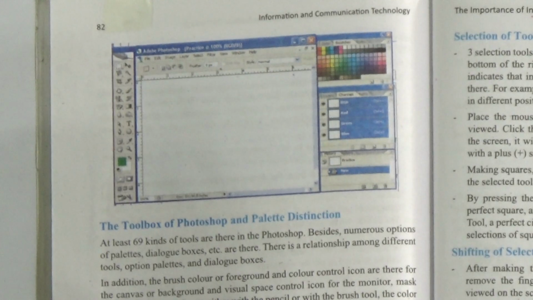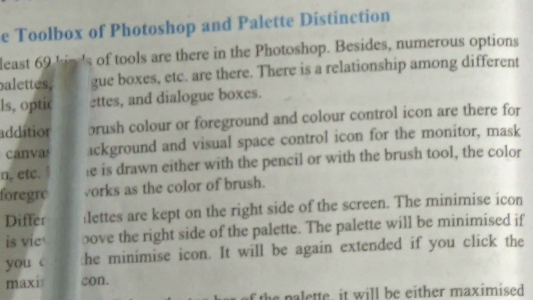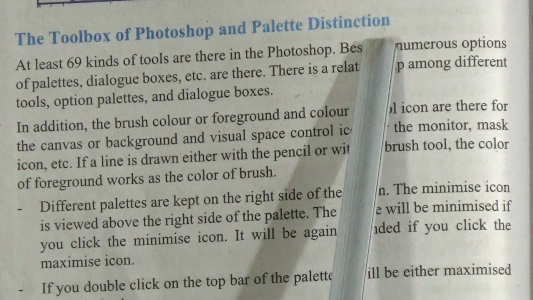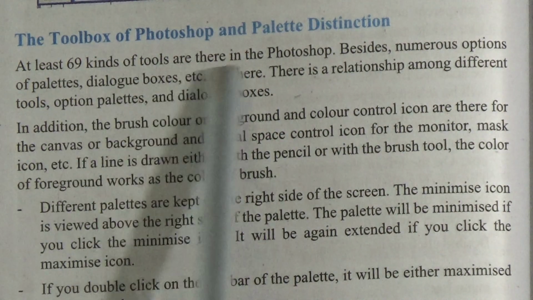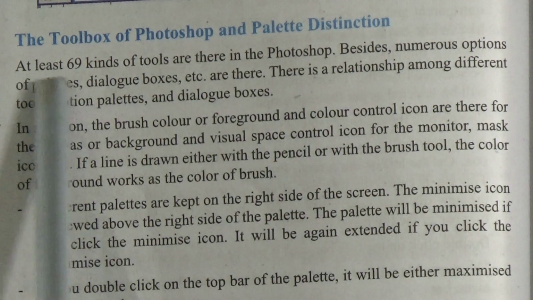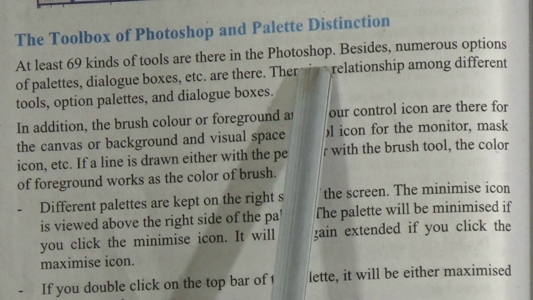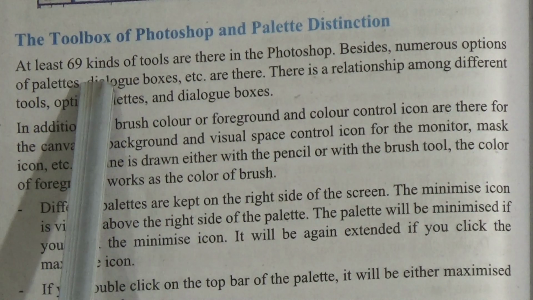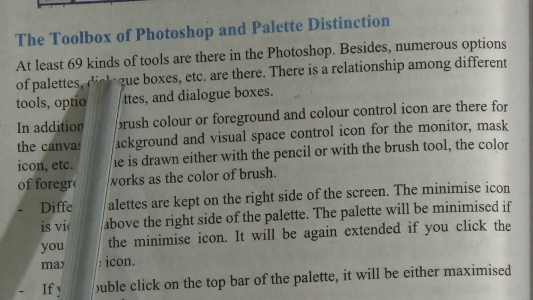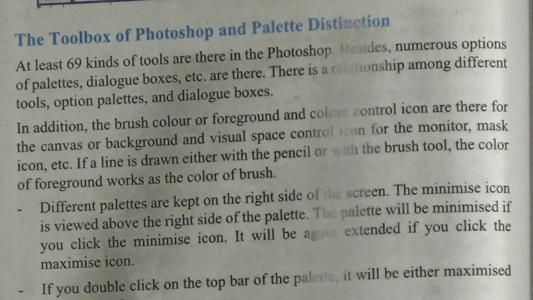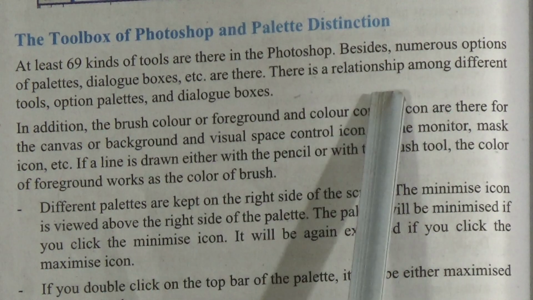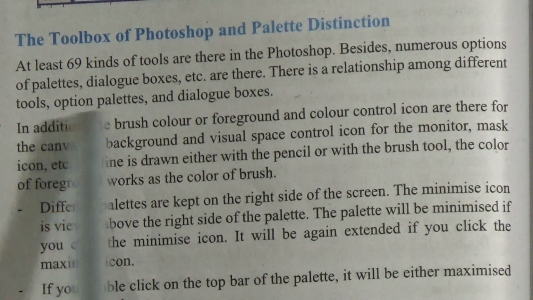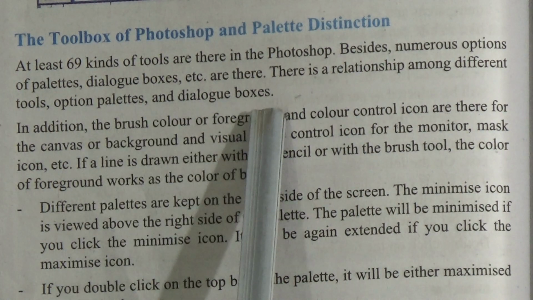Students, I hope you have opened page number 82. Today we will start from the toolbox of Photoshop and palette distinction. At least 69 kinds of tools are there in Photoshop. So how many types of tools are there in Photoshop? You will get 69 kinds of tools in Photoshop. Besides, numerous options of palettes, dialog boxes, etc. are there. There is a relationship among different tools of option palettes and dialog boxes.